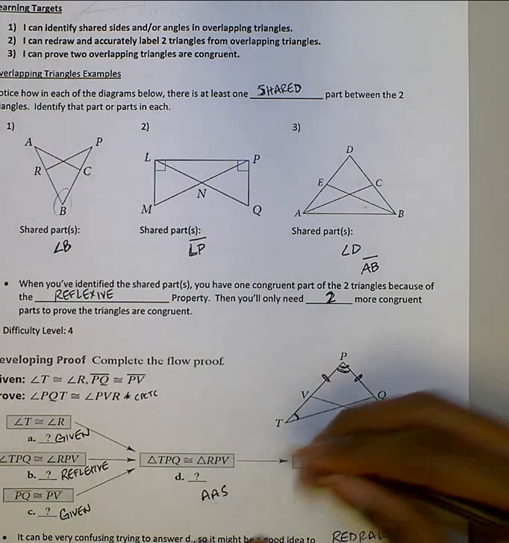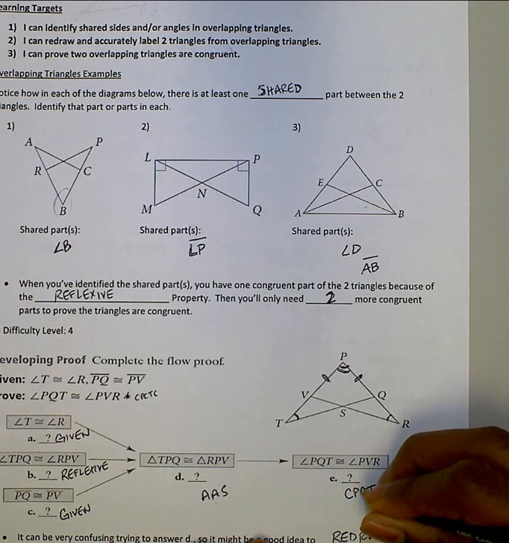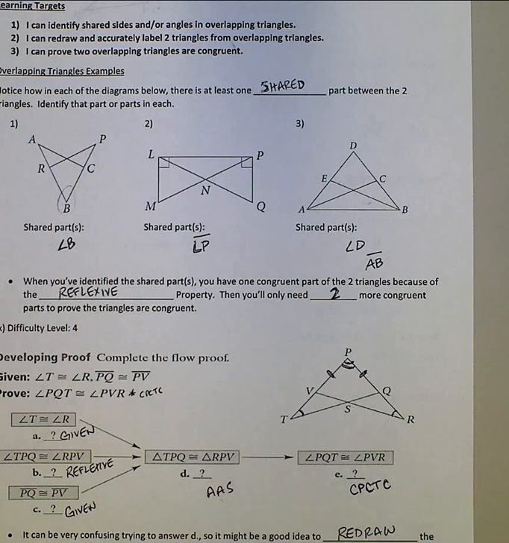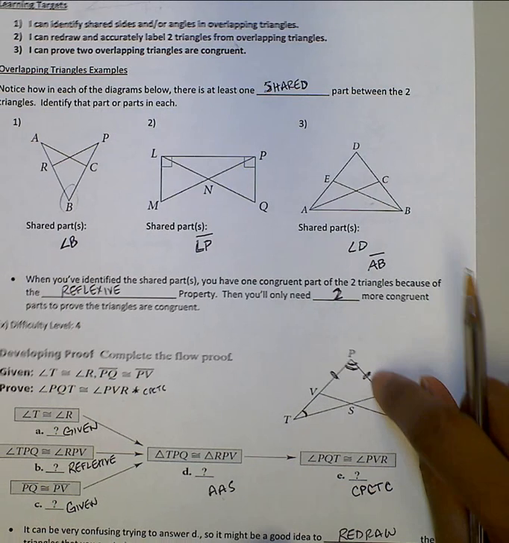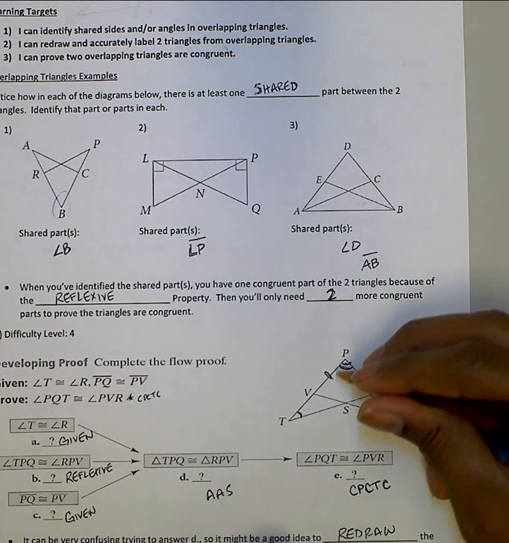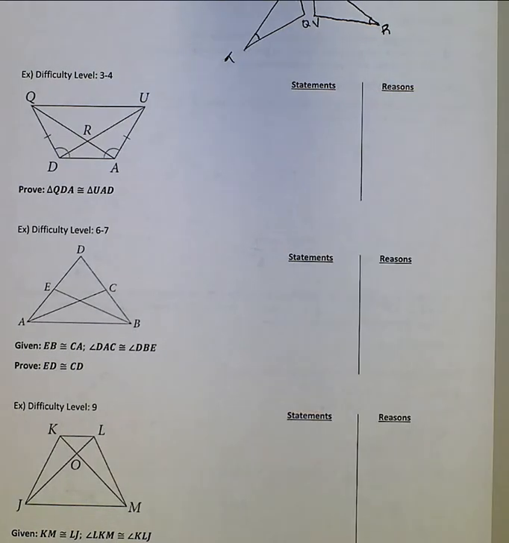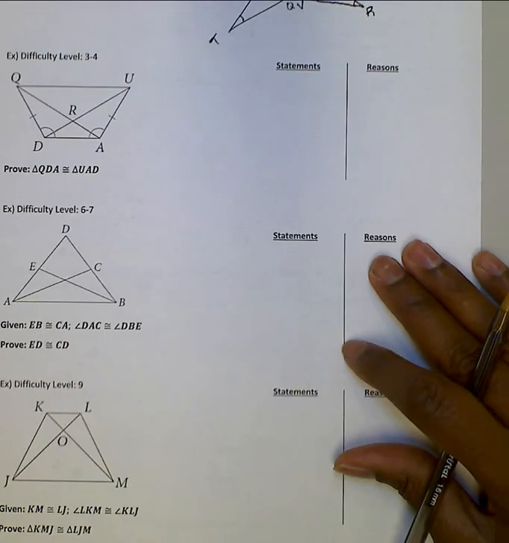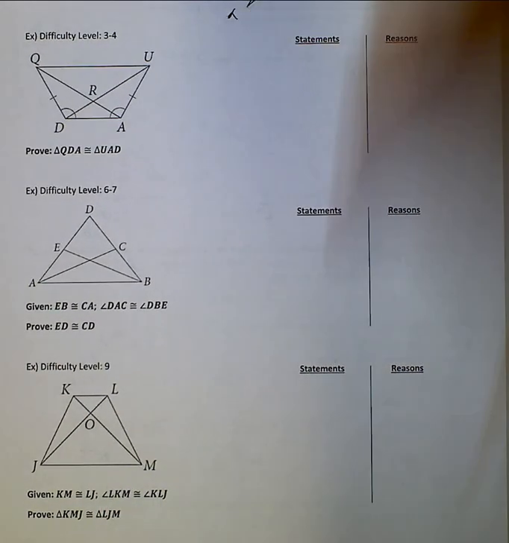So I know that we're going to use CPCTC, which remember stands for corresponding parts of congruent triangles are congruent. Since we know that these two triangles are congruent, angle PQT, this angle, is corresponding to angle PVR, and those two angles have to be congruent as well. So the new part really is just being able to redraw and relabel the triangle in order to clarify for yourself. Not any real new information other than just looking at some overlapping triangles.